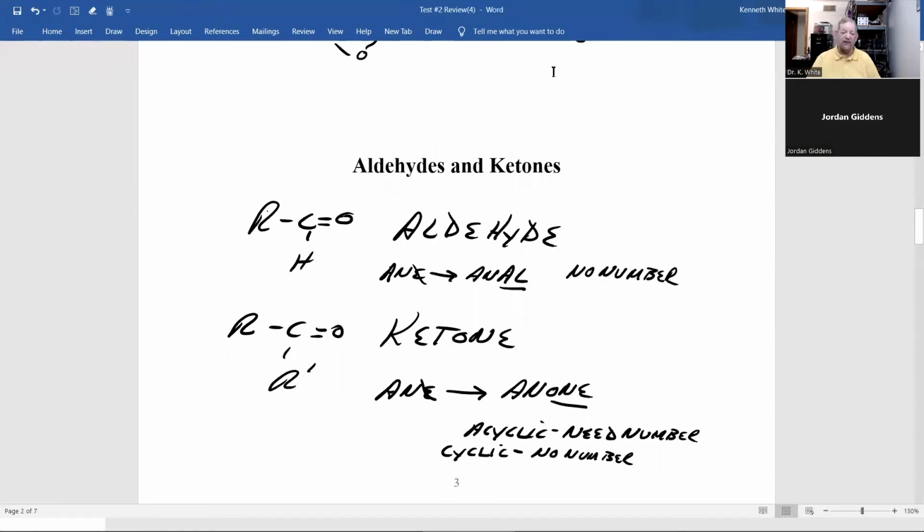Now, let's talk about ketones and aldehydes. Aldehyde: carbon double bond to oxygen with a hydrogen and an R group on it. How do you name that? Find the longest chain with the carbonyl carbon. You name it as an alkane, drop the E, add AL, no number. The carbonyl carbon is always number 1 in an aldehyde. You can't have them in a ring. And the rest of the substituents you do the same way.